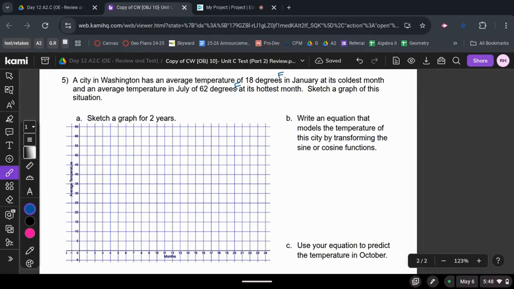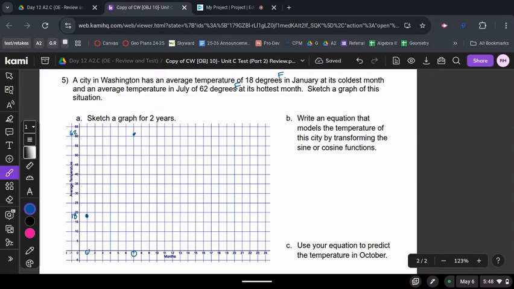And January is the first month. So I'm going to go up to 18 on the first month. So that's around here. I'm going to remind myself that that was 18. And then July is the seventh month. So I'm going to go up to around 62 over there. And I'm going to remind myself that is at 62.